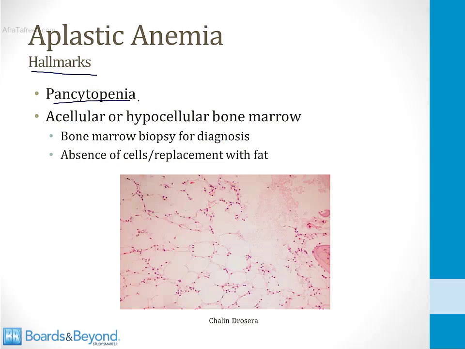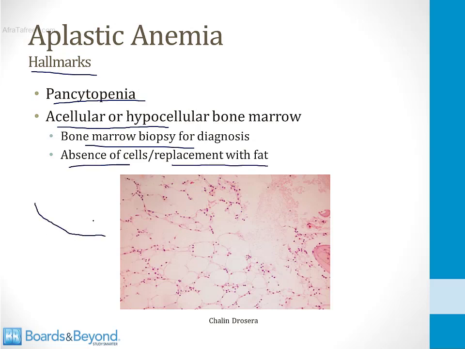First of all, there is pancytopenia. But pancytopenia alone is not enough because there are many causes of pancytopenia. The second hallmark of aplastic anemia must also be present, and that is an acellular or hypocellular bone marrow. This is seen when a bone marrow biopsy is done for diagnosis. You will see an absence of cells and replacement with fat.